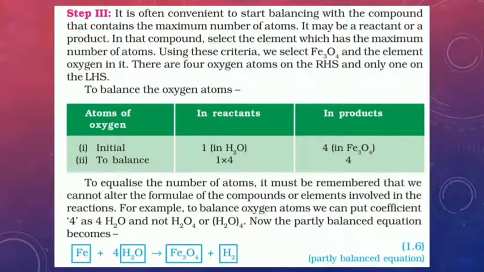So we can see that on the right hand side there are 4 and on the left hand side we have just 1 atom. So to balance it, we will multiply the compound on the left hand side with 4 so that the oxygen atoms get balanced. To equalize the number of atoms, it must be remembered that we cannot alter the formula of the compounds or elements involved in the reaction. For example, to balance oxygen, we can put coefficient 4 as 4H2O and not H2O4 or H2 whole 4. Now the partly balanced chemical equation becomes Fe plus 4H2O gives Fe3O4 plus H2.